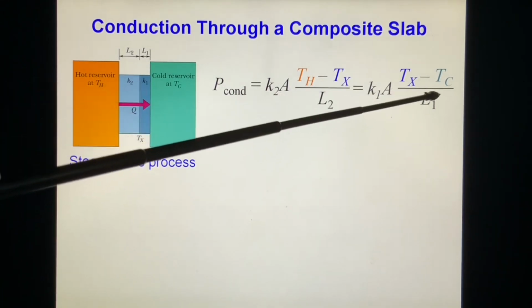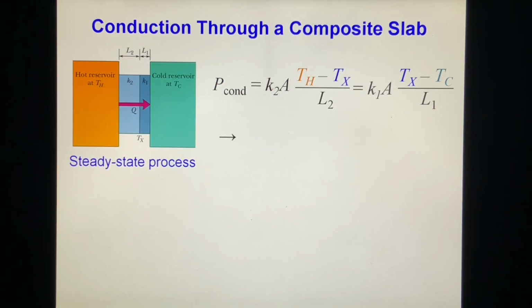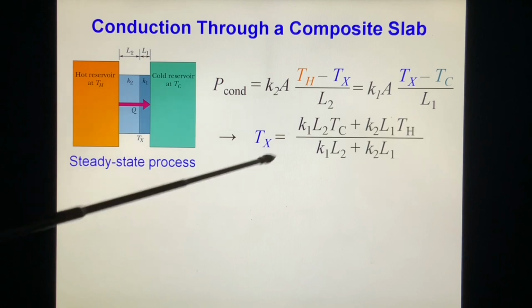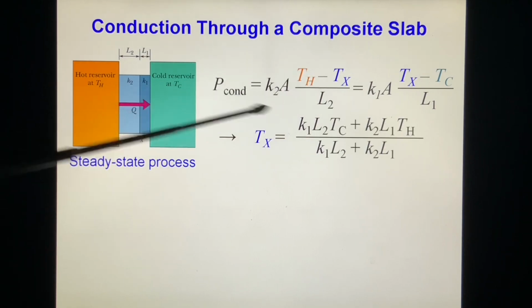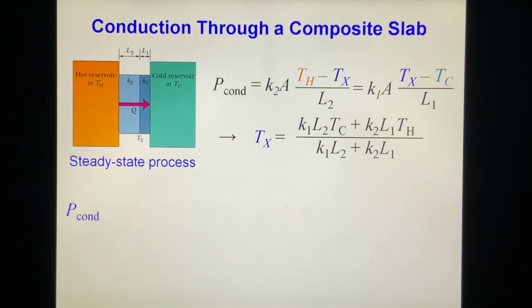From this equation, I can find Tx, the temperature between them. Once we find Tx, we put it back and we can find P. These are junior high school mathematics, so I'm not going to do it. We just get the answer.